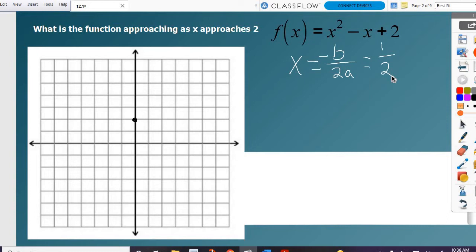So then, if I plug that back in to get my y value, what do we get? 1 3/4. Okay, 7/4, but yes. So 1.75 or 7/4. Okay?